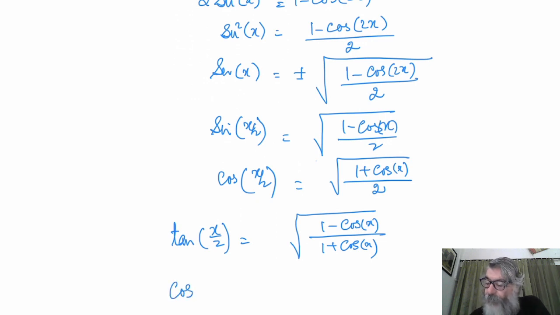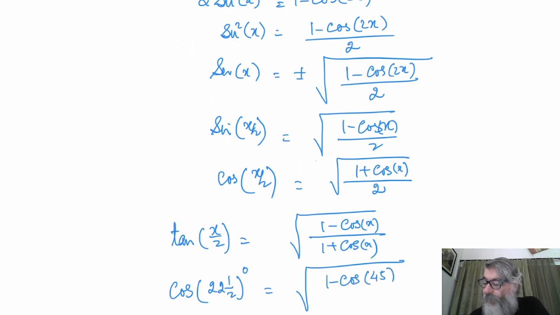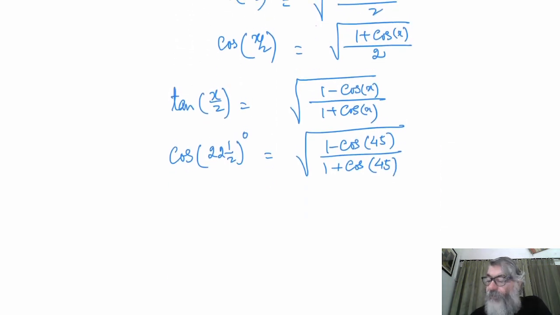Tan 22 and a half degree will become 1 minus cos 45 upon 1 plus cos 45, because on the left hand side we are using the value of 22 and a half, and on the right hand side it will become double, cos 45. So 1 minus cos 45 upon 1 plus cos 45.